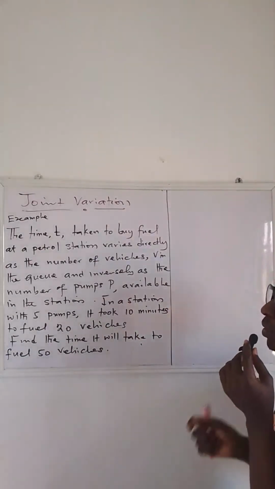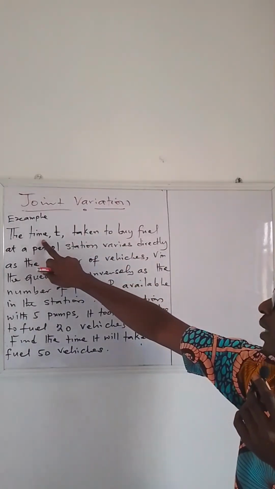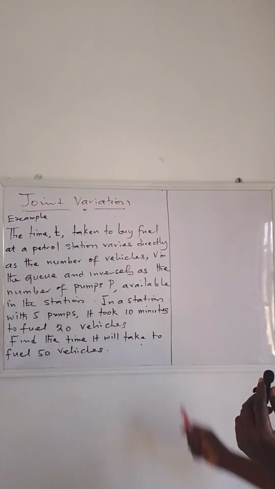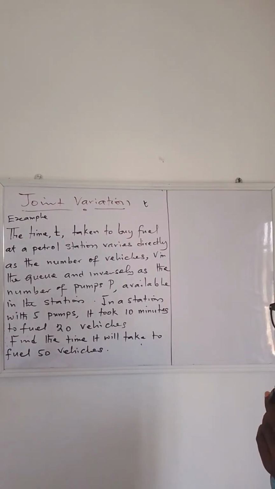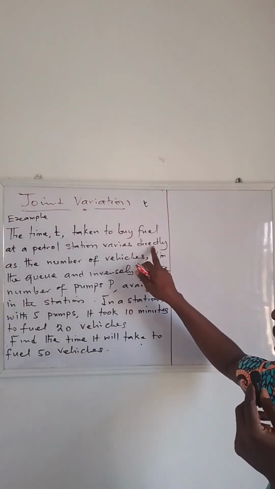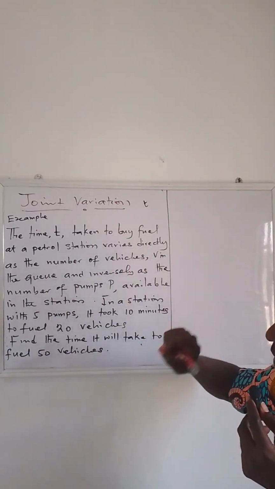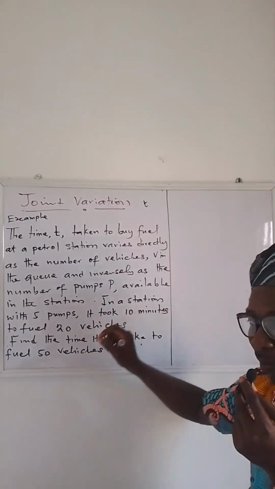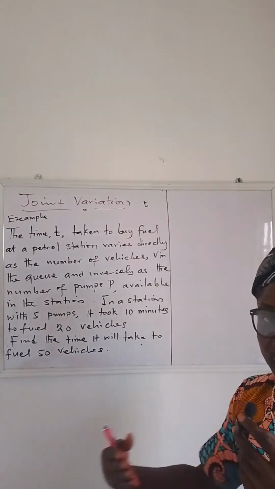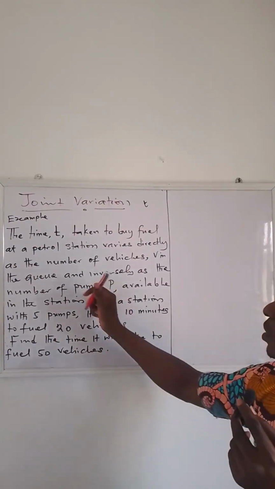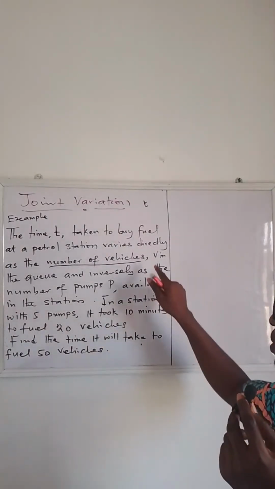Okay, now when you look at this question, the first thing the question is talking about is the time taken to buy the fuel. So the first parameter is T. That is the time, which we all get, and directly proportional to number of vehicles. Now, see, the question says number of vehicles, not vehicle. There's difference between vehicles and number of vehicles. So that means there is a count of vehicles. So number of vehicles, this is the second variable. Number of vehicles is represented with V.